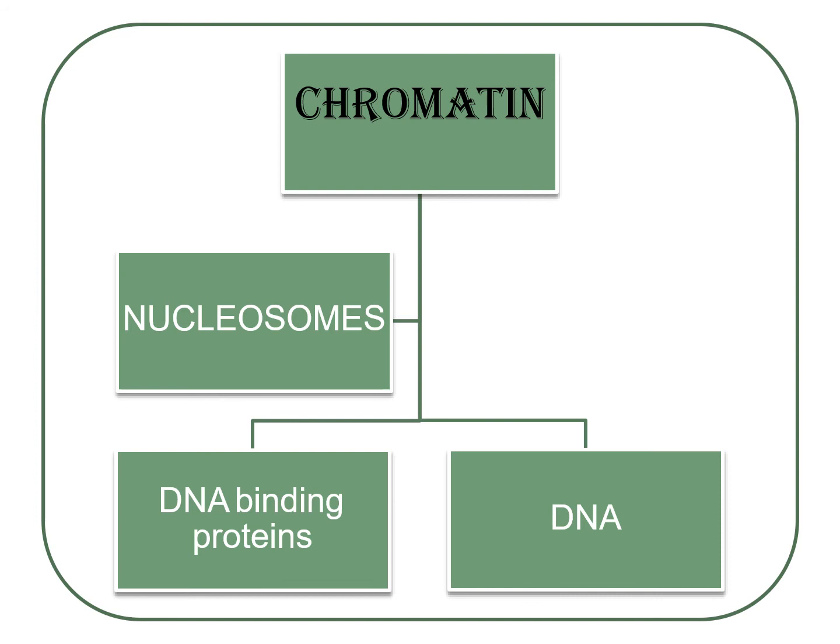So the DNA and the DNA binding proteins combine together to form a core particle, which is called the nucleosome, and the basic structure formed by these repeated units forms the chromatin. These repeated units are termed the nucleosomes. So these are the basic structure of chromatin.